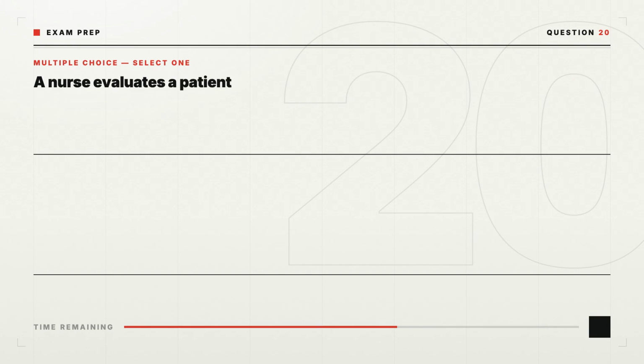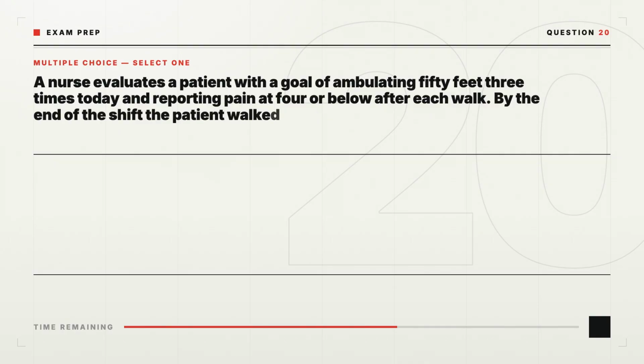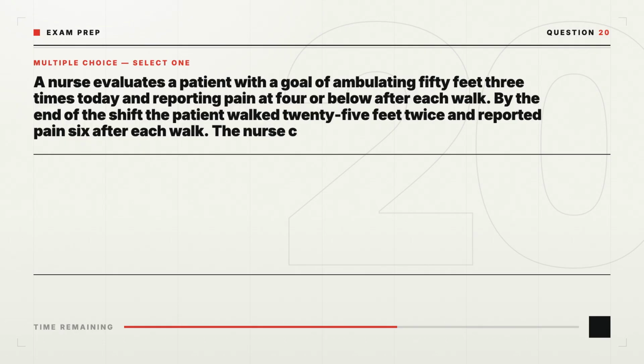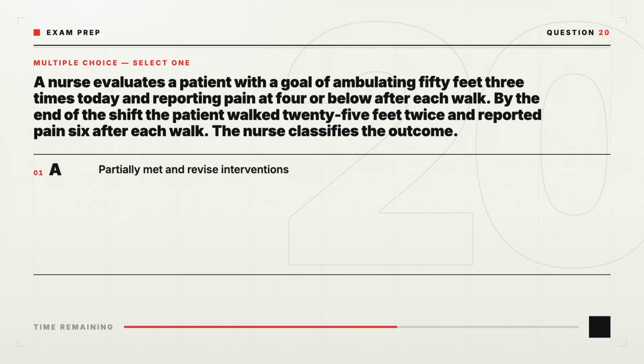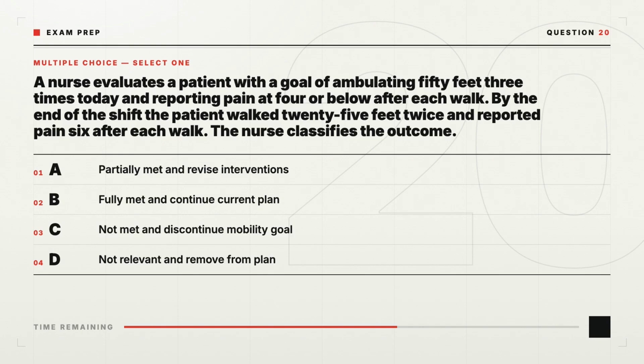Question 20. A nurse evaluates a patient with a goal of ambulating 50 feet 3 times today and reporting pain at 4 or below after each walk. By the end of the shift, the patient walked 25 feet twice and reported pain 6 after each walk. The nurse classifies the outcome. Your options are A. Partially met and revise interventions. B. Fully met and continue current plan. C. Not met and discontinue mobility goal. D. Not relevant and remove from plan. What's your answer? Commit to one before I continue.